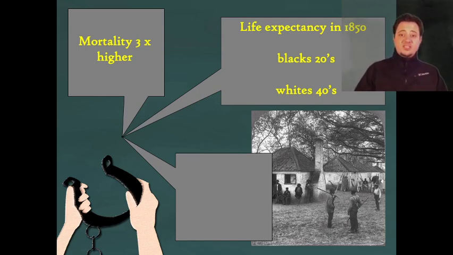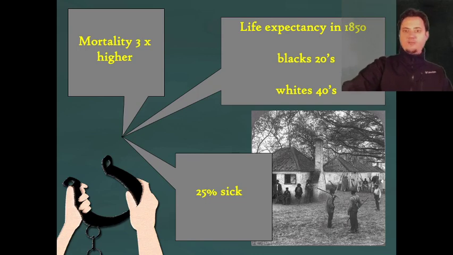Your life expectancy, if you were a white person in the South at the time, you were expected to live into your late 40s. If you were African American, you would be expected to live to your late 20s. That's a big difference because of what toll slavery had on the life of someone. At any given time, about 25% of African Americans were sick with some sort of disease because of how hard life was under slavery. So imagine living in a culture where 25% of everyone is sick at any given time.